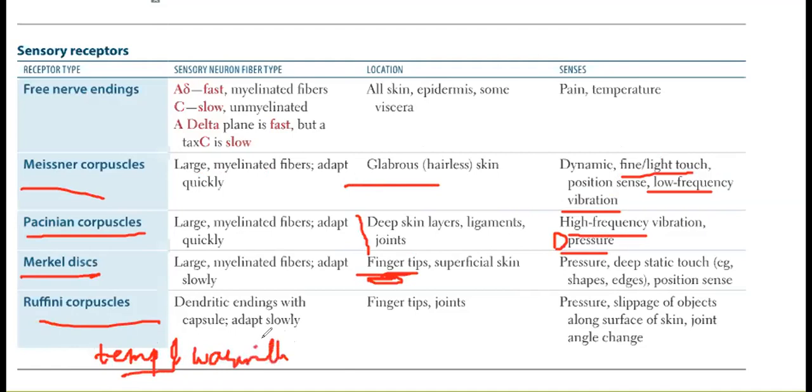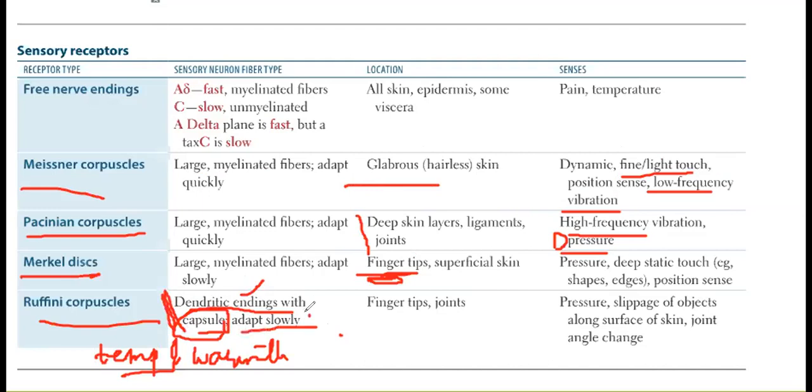Warmth. So now the type is dendritic endings with a capsule. Whenever we are talking about a capsule, they are responsible for temperature, because the capsule prevents those endings from being damaged. Heat can damage the dendritic endings, so the capsule is a cover for them. Nature has protected our nerve fibers too, and they adapt slowly.